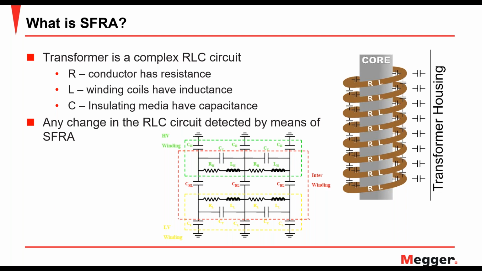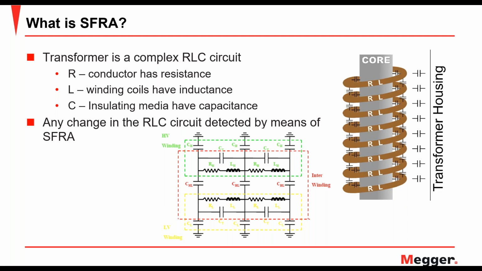Now, when we run the SFRA test on the transformer, the objective is not to find out what those numerical values are. We don't intend to find out what the R, L, and C is that makes up the system. What we intend to do is get data out of it, which is a reflection of that model. So based on what R, L's, and C's are present in the model, we get a certain plot. The plot depends on the values of the R, L's, and C's, but we're not really concerned with finding out what they are.